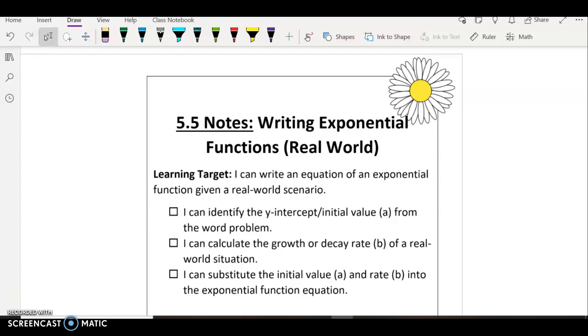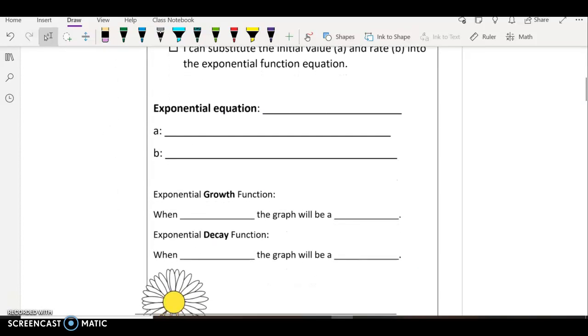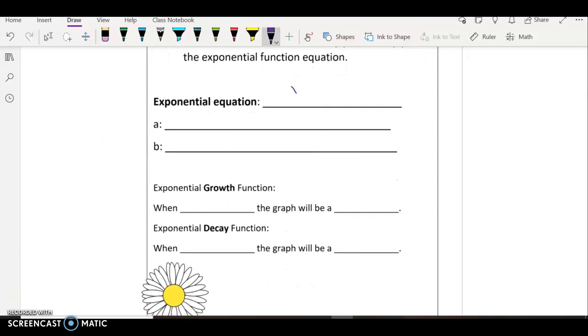Our learning target today is that we're going to be writing exponential functions from real-world scenarios. We need to be able to identify the a value, which is the y-intercept, or initial value, the b value, which stands for the growth or decay rate, and then we need to be able to plug them into the equation. So let's remember what the equation actually is. So the exponential equation is y equals a times b to the x power.